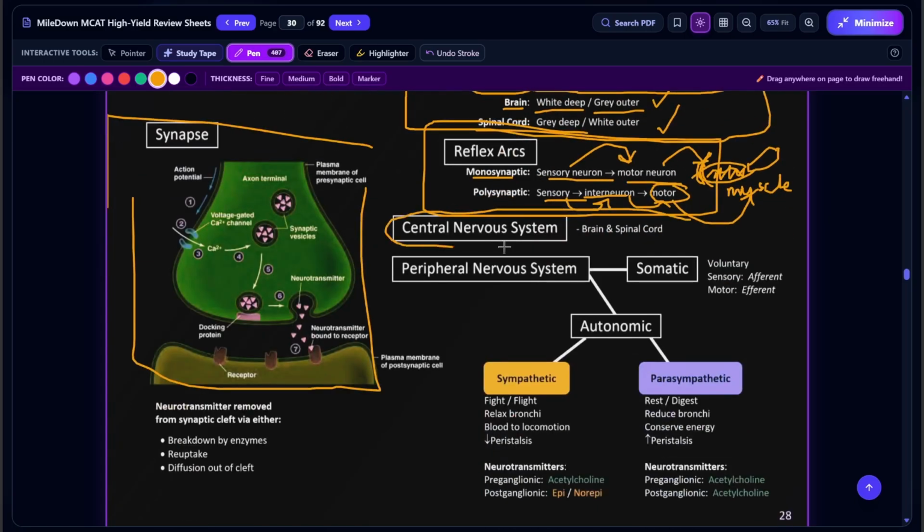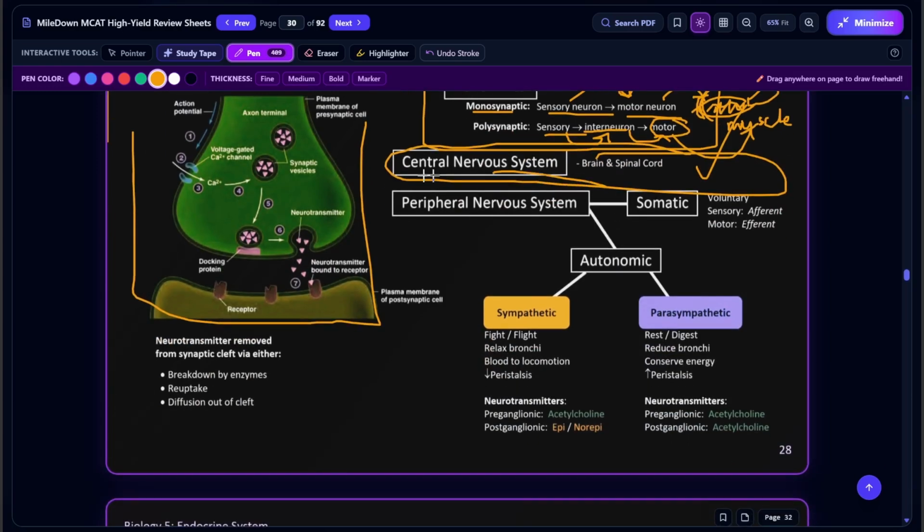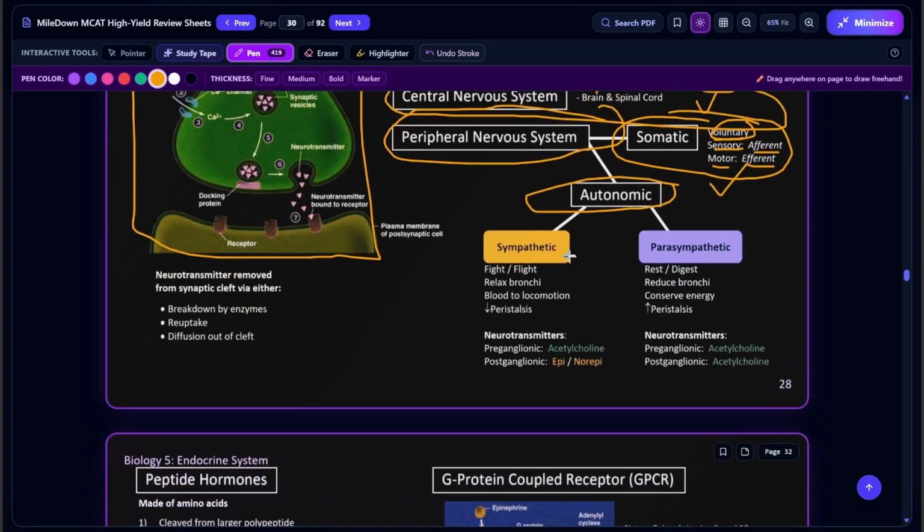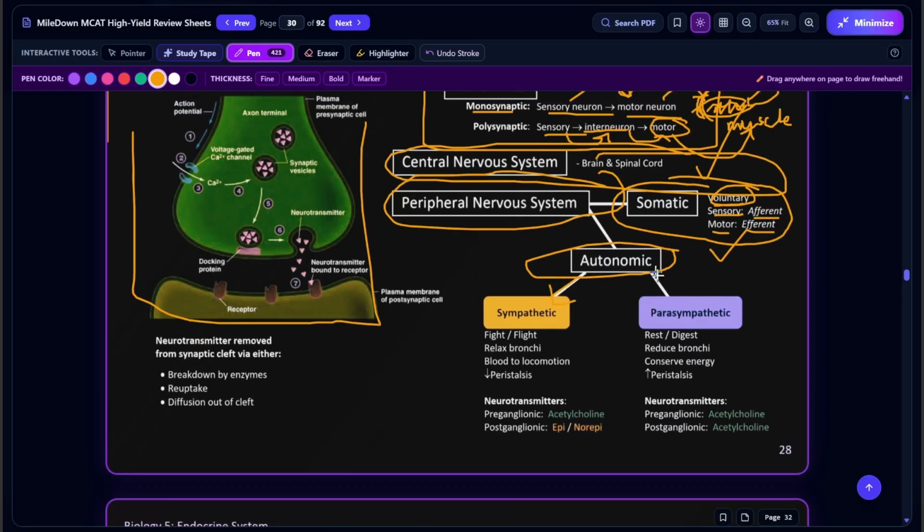So yeah, I already went over the central nervous system, which is your brain and spinal cord, and then you have your peripheral nervous system. The somatic part is voluntary, and your sensory is afferent, your motor is efferent. Voluntary meaning skeletal muscle, for example. And autonomic could be muscle, right? But let's say you have muscles in your digestive system that you're not necessarily in control of. That would be your autonomic area. Anything that you're not really voluntarily in control of is your autonomic nervous system.